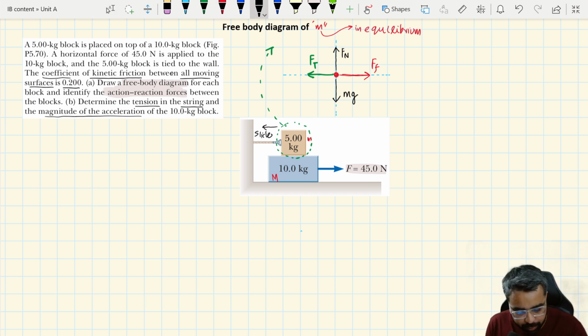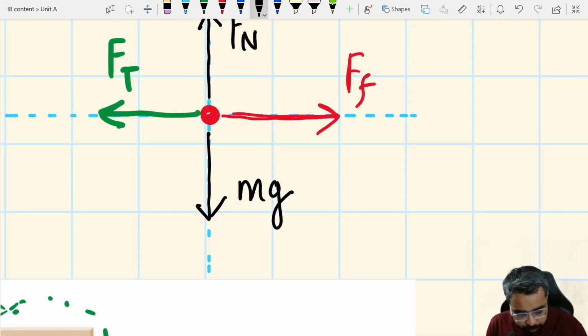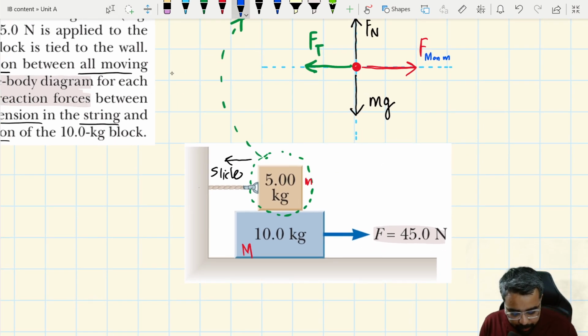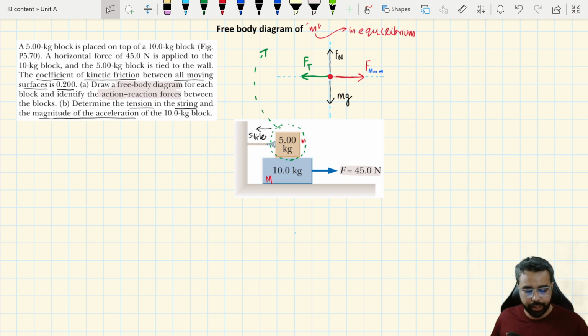And moreover, right now I am writing this force of friction because this is applied by the larger block, or I can say M on small m. And this will be the same force that will be applied by the smaller block on the larger block. Then I will write it m on capital M. So these two forces are actually an action and reaction pair, according to Newton's third law. So can we calculate this force magnitude?